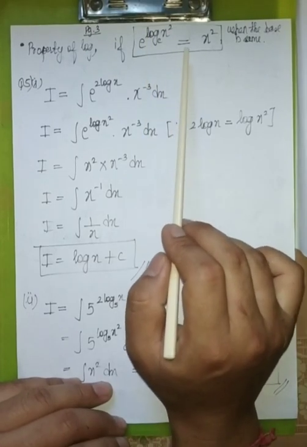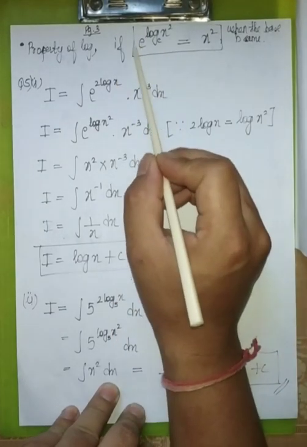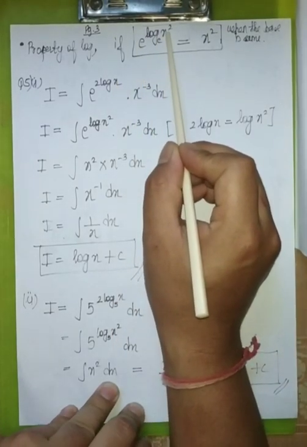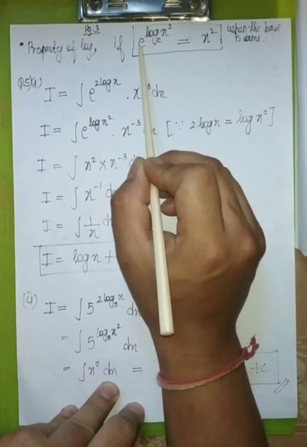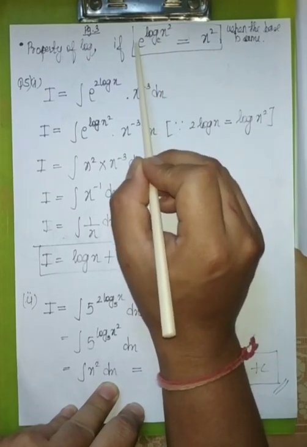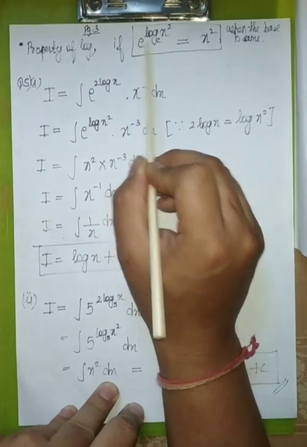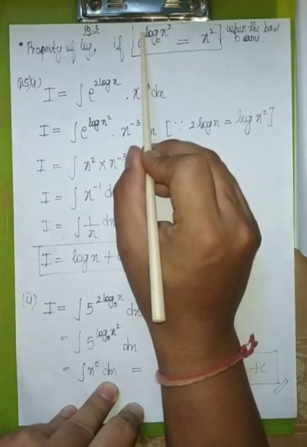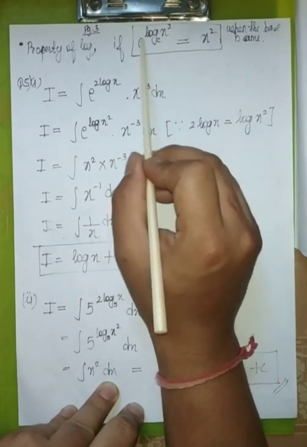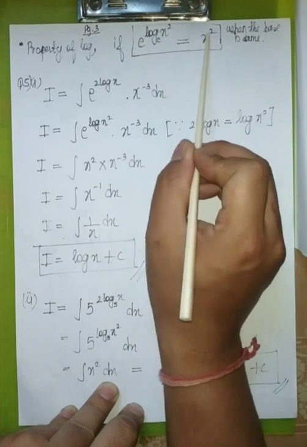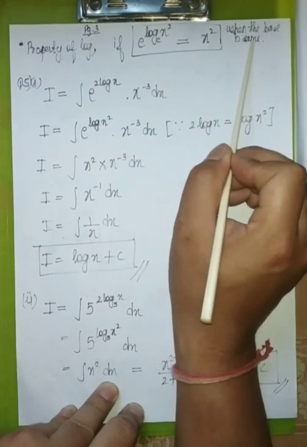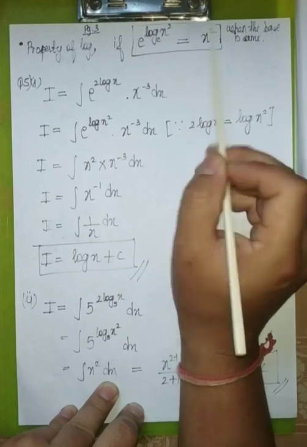So once again, the property is e to the power log of something, and the base of the logarithm and the number has to be same. Here it is e. Suppose the base is 5, here also it has to be 5. Okay, and provided the coefficient of logarithm has to be 1, the value for this whole will be only this x square when the base is same. Okay, are you clear? Let's proceed now.